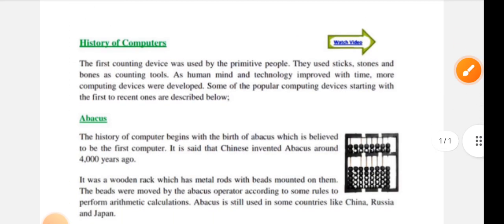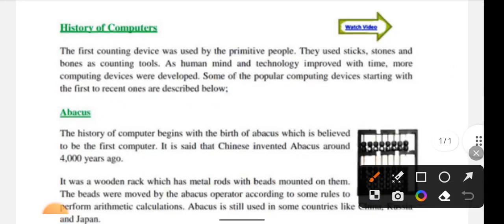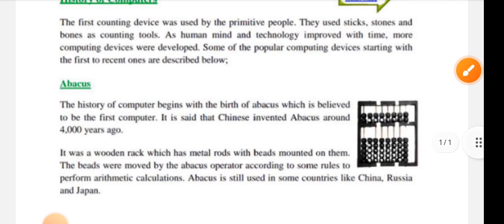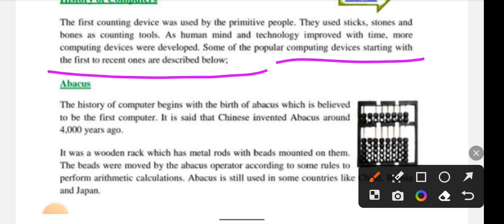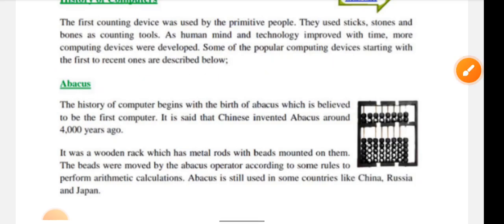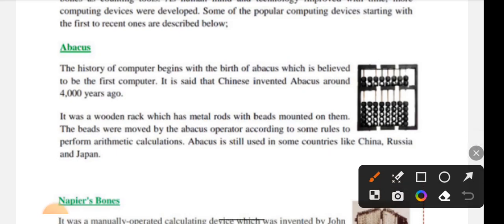Now we will discuss the history of the computer. The first counting device was used by primitive people, who used sticks and bones as counting tools. As human mind and technology improved with time, more computing devices were developed. Now I'm going to describe some of these computing devices, starting with the first recent ones described below.